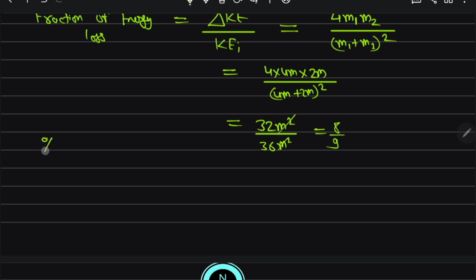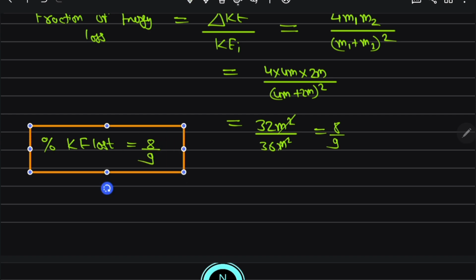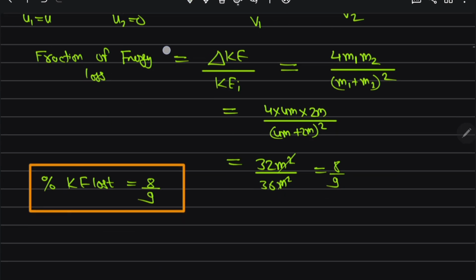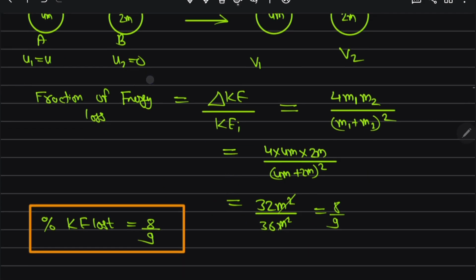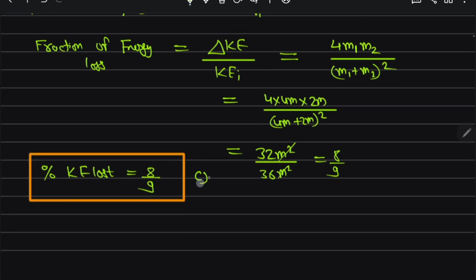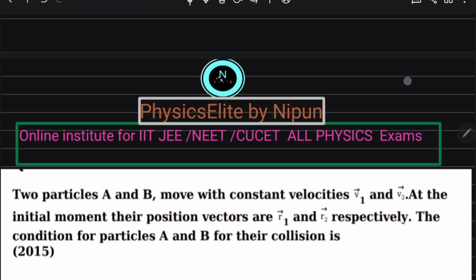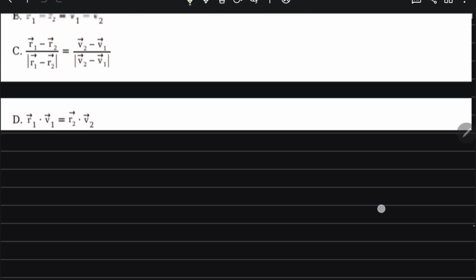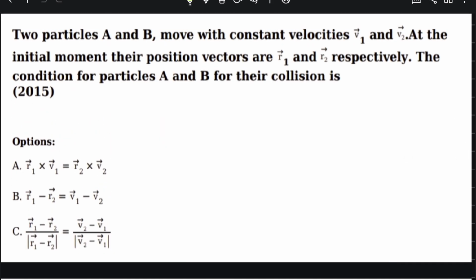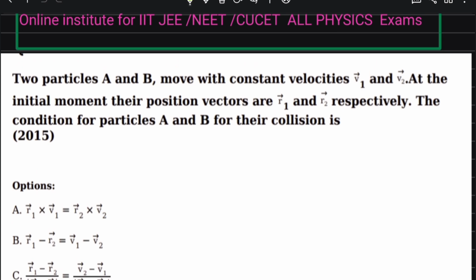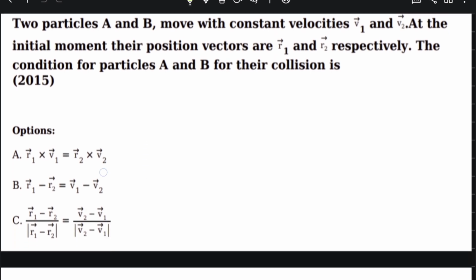So the fraction of kinetic energy lost is 8 by 9. So option C is correct. And this question from 2015, I think I left by mistake, but I found it, so in the next video at the last I will do this question.